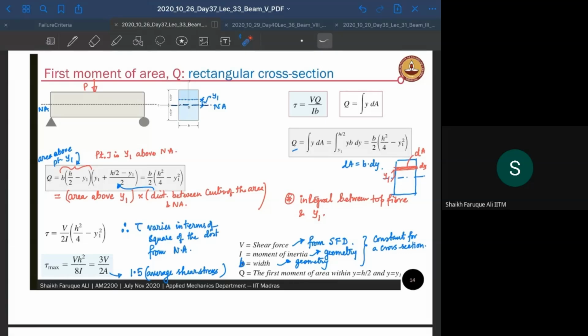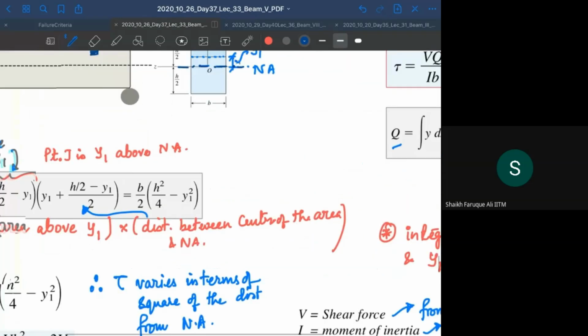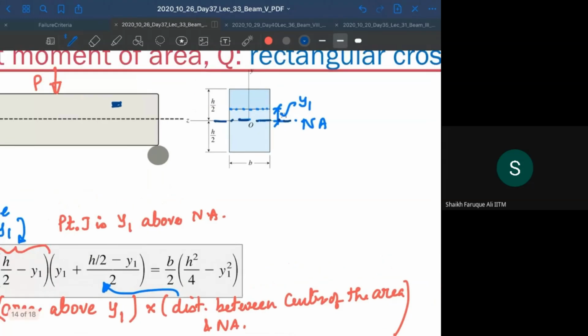Now let's look at a layer where we want to calculate the shear stress. Let's say I want to calculate the shear stress at this layer, at this location, which is at a distance y1 from the neutral axis. So this is the picture shown here, with width b. You take a section here and see what the shear force V acting here is. Calculate the V, and the section is drawn here.